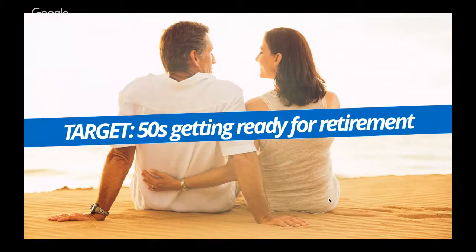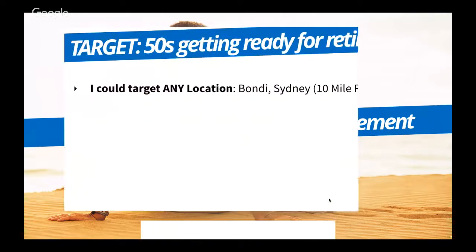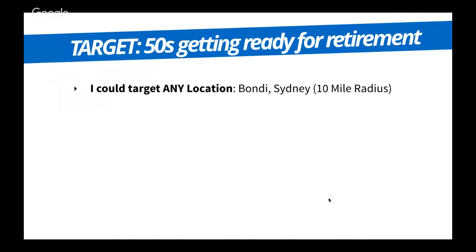So just say your target audience is 50-year-old people who are getting ready for retirement. Like, they realize, in the next 10 years I'm going to retire. I probably don't have enough money. I need to do something about my finances. So this is how you can target them on Facebook. You can target them by location. So you could say, I want to see all the people in Bondi in Sydney, and anyone who lives in a 10-mile radius.